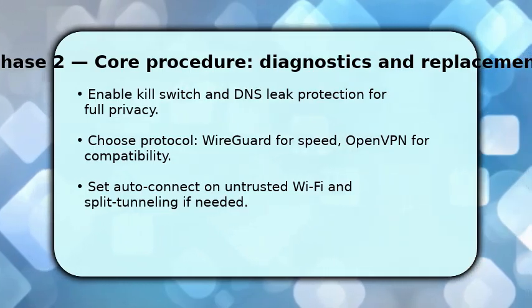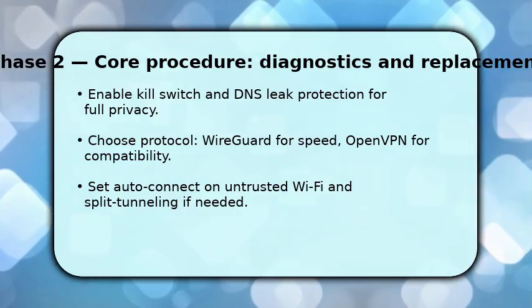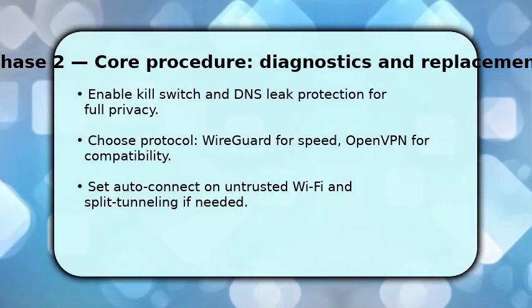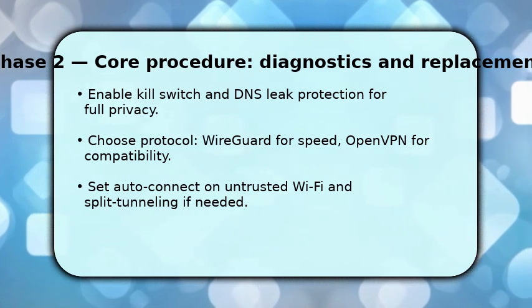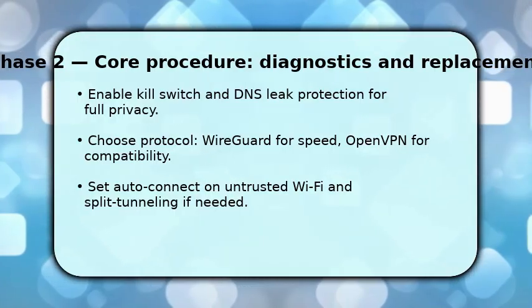If you want some apps outside the VPN, set split tunneling. Otherwise, keep all traffic protected. Also enable auto-connect on untrusted Wi-Fi so you don't browse unprotected. These choices balance privacy, speed, and usability.